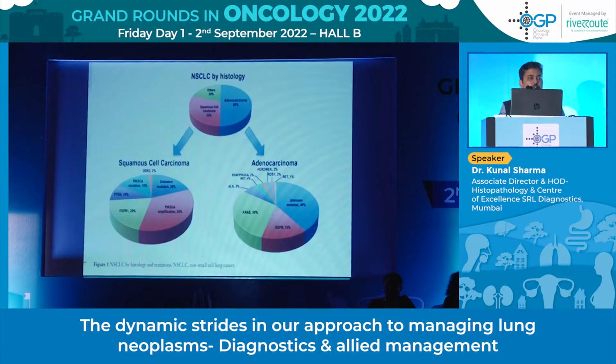Broadly, whenever we see adenocarcinomas and squamous cell carcinomas, in most of the tumors even today the mutations are unknown. There is a minor variation between what we see in the West versus what we see in the Indian population. In the Indian population in adenocarcinomas, we usually encounter EGFR mutations, whereas in the West, KRAS mutations are the most common.